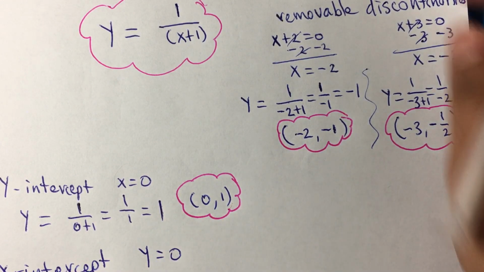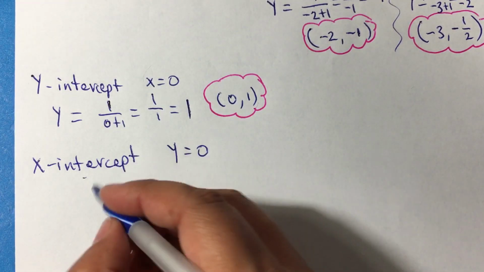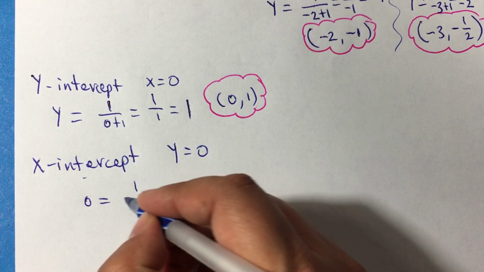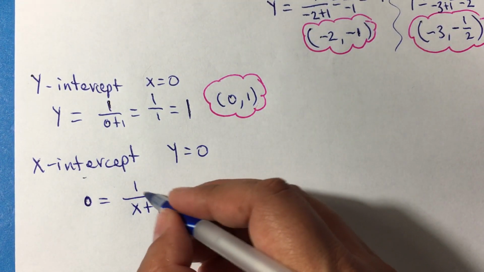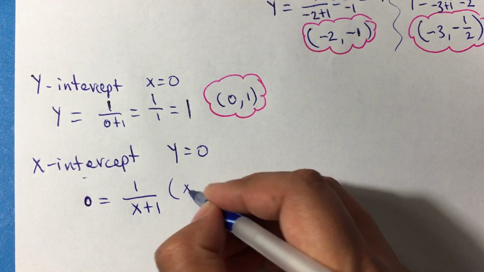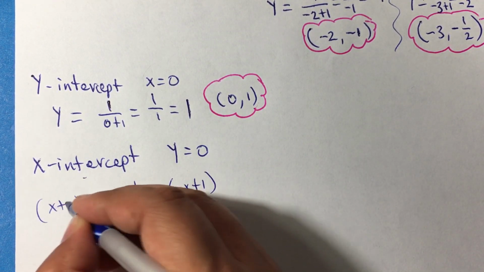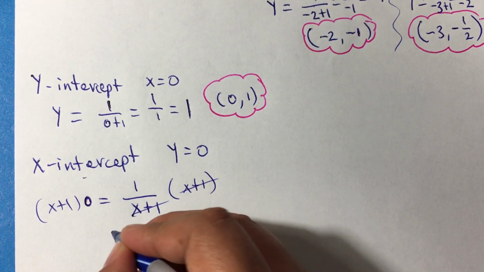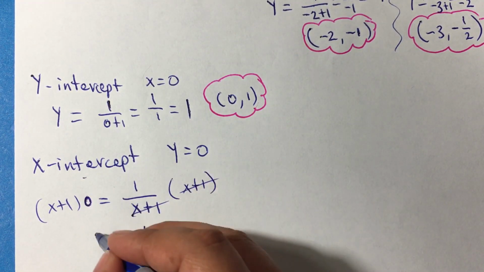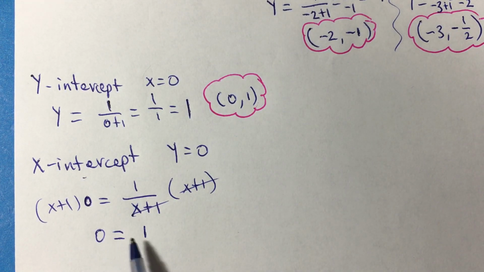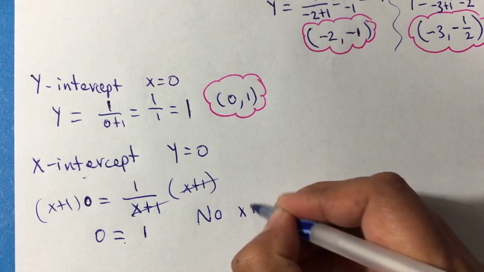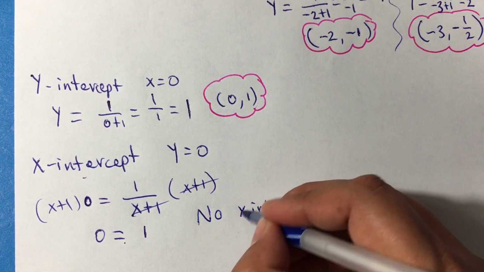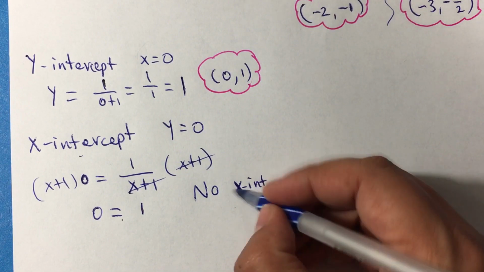That's my y-intercept. For the x-intercept, y is equal to 0. And so we put 0 equals 1 over x plus 1. All I did was replace y with 0. If I'm dividing by this expression, I'm going to multiply by the expression, and this cancels, and so we say 1 is equal to 0 times anything, which will always be 0. And this does not make sense. 0 is not equal to 1. So what does that mean? That there is no x-intercept. Okay, no x-intercept, and so it will not cross the x-axis.